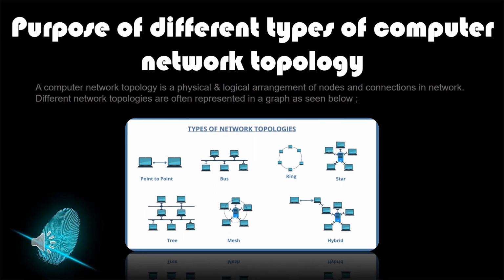Network topologies. The slide shows the different types of network topologies. A topology is the way computers are connected in a network. The common ones are bus, star, ring, mesh, tree, and point to point.